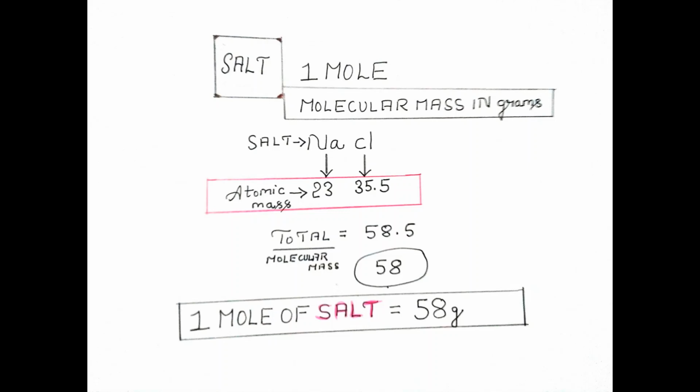We know common salt is NaCl. Atomic mass of sodium 23, chlorine 35.5. Total 58.5. So relative molecular mass is 58.5. Approximately we'll consider it as 58. Therefore 1 mole of salt is 58 grams.